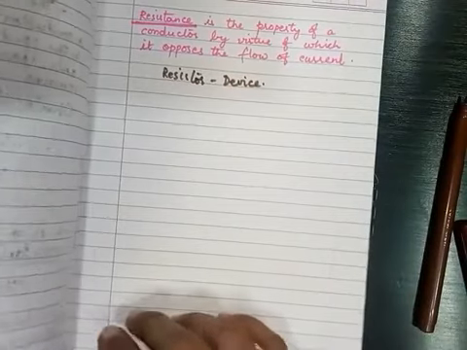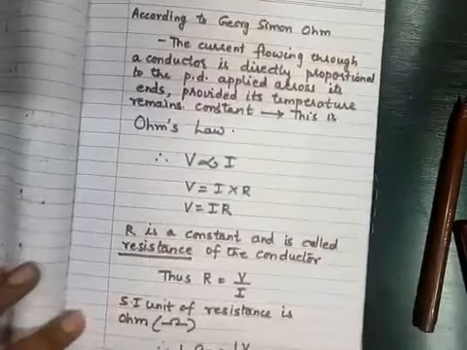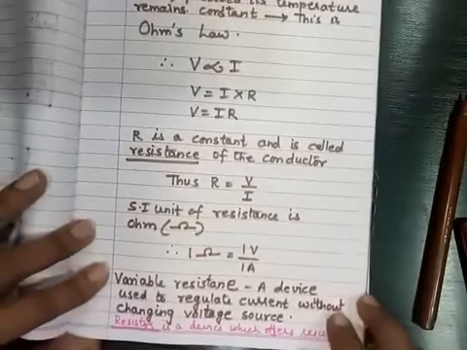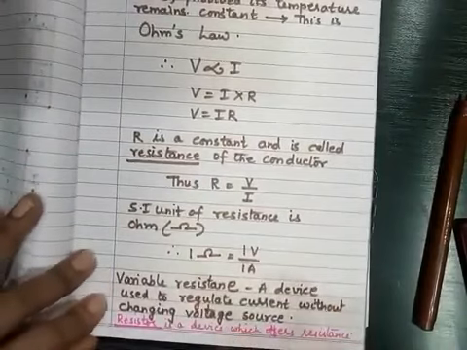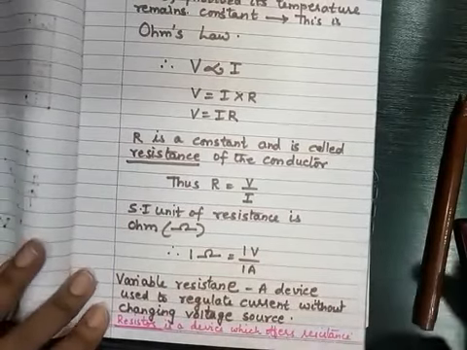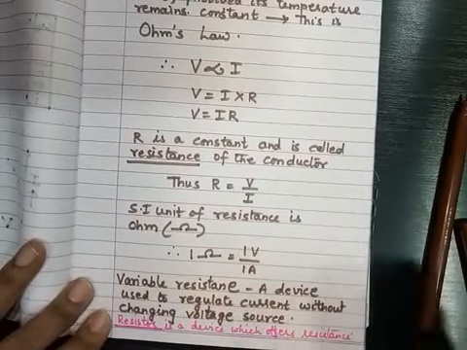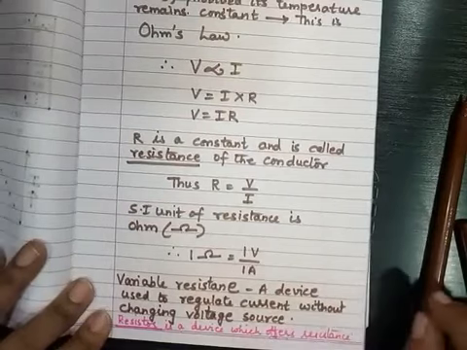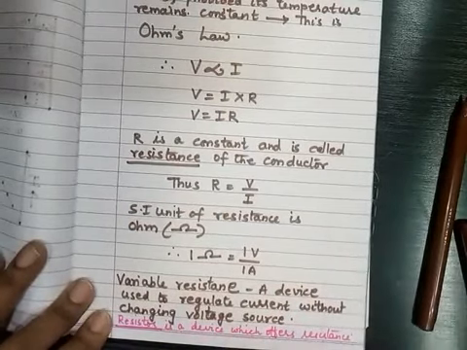There is something called a variable resistance, and a variable resistance is a device which is used actually to regulate the current without changing the voltage source. Suppose you are connecting a battery and you don't want to change the source of that, you don't want to change the battery, and still you want to change the current, then you can attach a variable resistance by which the current can be regulated.